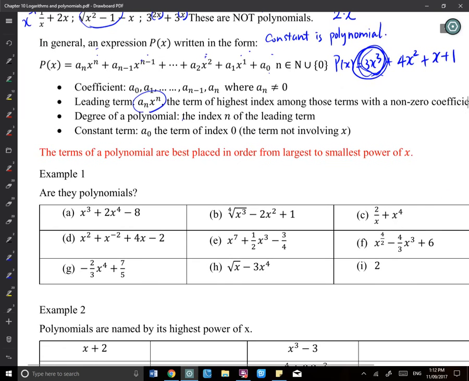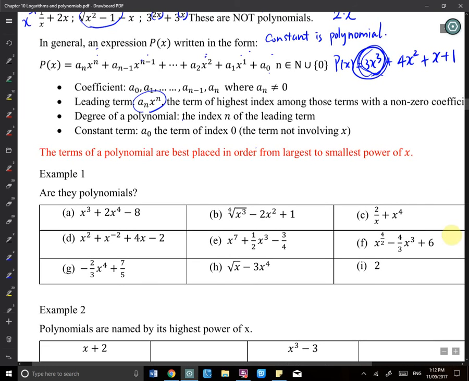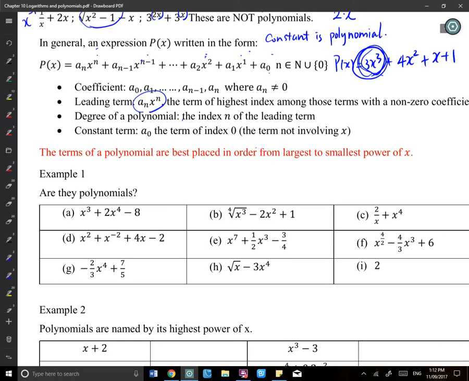The terms of a polynomial are best placed in the order from largest to smallest power of x. Make sure every expression you write is in order. Do not write x to the power of 2, x to the power of 4, x to the power of 3, and then x to the power of 5, randomly. You must write it from the highest to the lowest, because that benefits your calculations later and makes them easier. So it's a good habit to put the powers from highest to lowest.